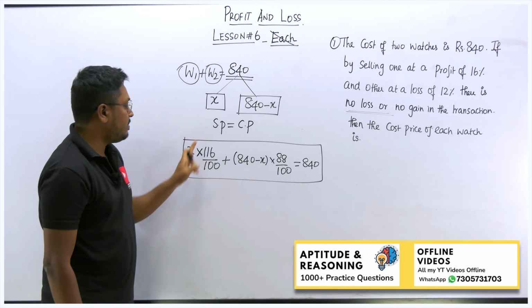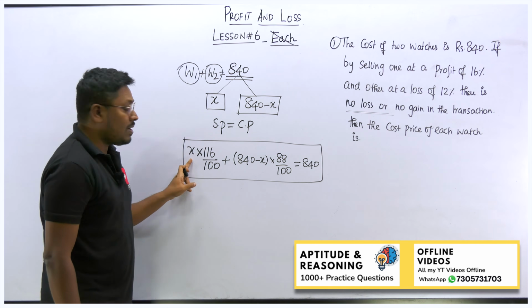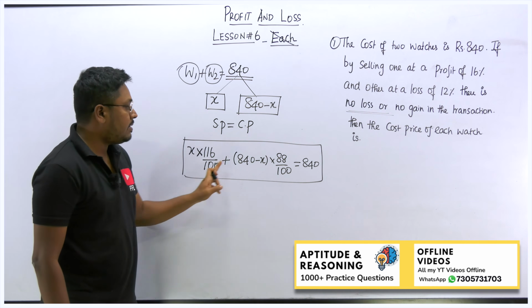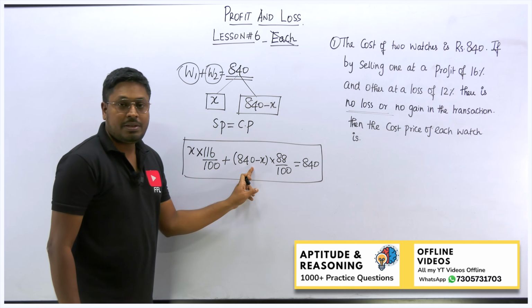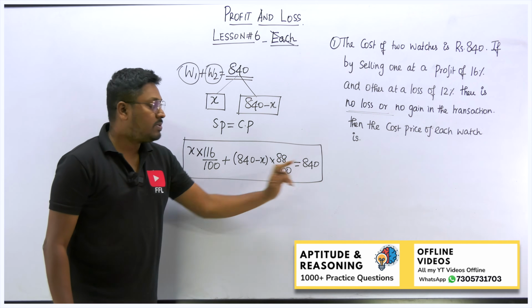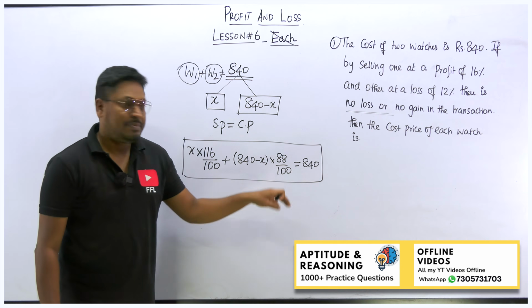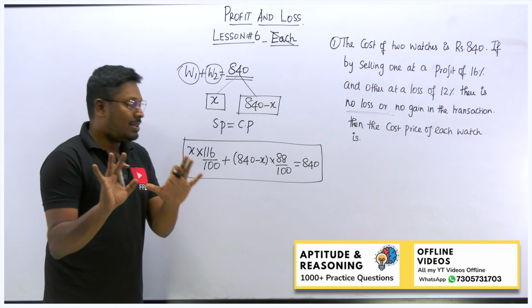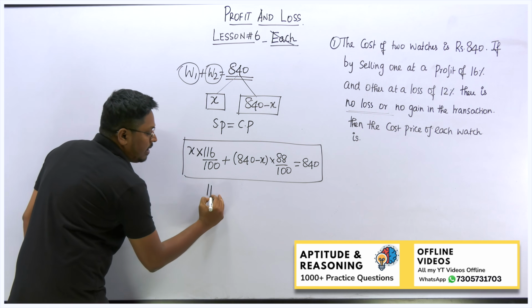The first watch cost price, he sold at 16% profit, 116. The second watch cost price, he sold at a loss of 12, 100 minus 12 will be 88, which equals the cost price. Now we need to solve it. Very easy. You don't think that you have to multiply with huge numbers. No, there is a simple technique here.